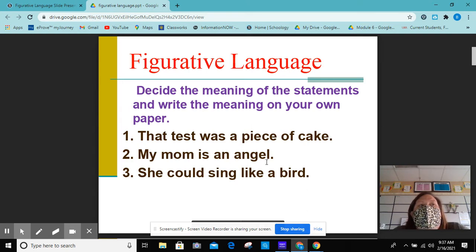My mom is an angel. What does this mean? You write the meaning of it, okay? My mom is an angel. What do you think that means? That she's nice. Good. She could sing like a bird. She sings good. Okay.